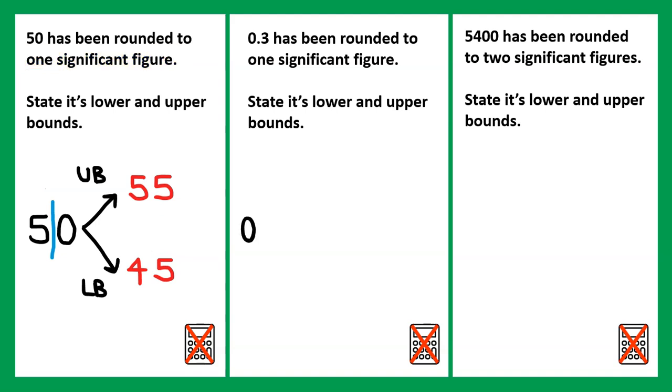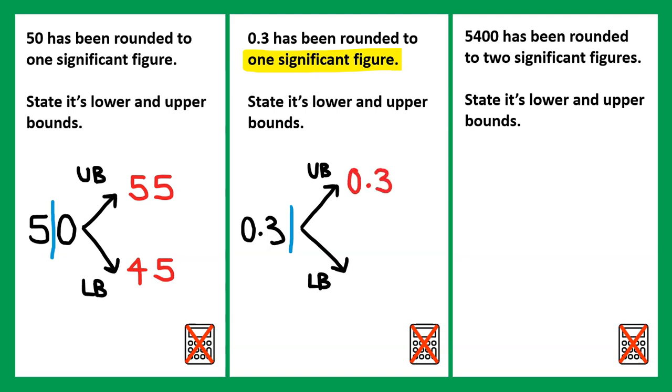Next, we're rounding 0.3 to one significant figure. Any number that's been rounded to give you a decimal would always have the rounding line at the end, but in this case you can also see how that's after the first significant figure. The 0 at the beginning is not a significant figure, so our first significant figure would be the 3, meaning that the rounding line has to go after that. The upper bound, 0.3 and then a 5 after the rounding line, and the lower bound is a 5 after the rounding line, but take away 1 from the number before it, 0.25.